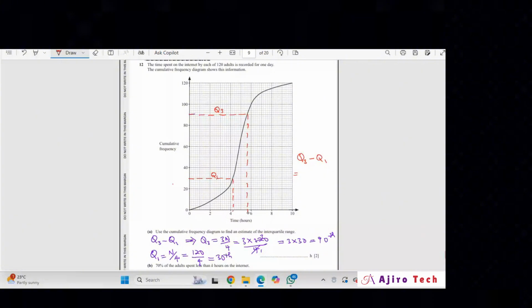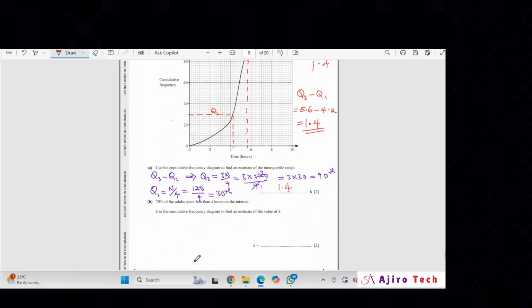Then the next one is here. So it will be 4.2, 4.4, 4.6, 4.8, 5.0, 5.2, 5.4, 5.6. So I'll have 5.6. Take away 4.2. So you're going to have 5.6 minus 4.2, which will give us 1.4. So we have our solution there as 1.4. That is our interquartile range.